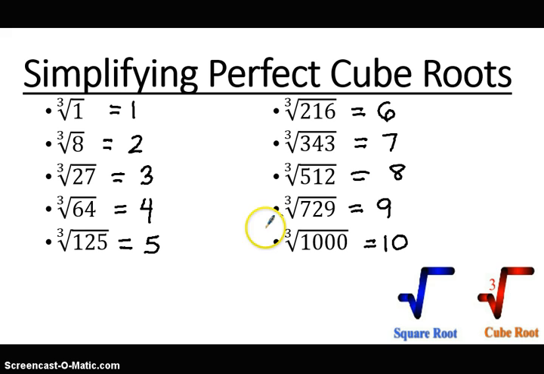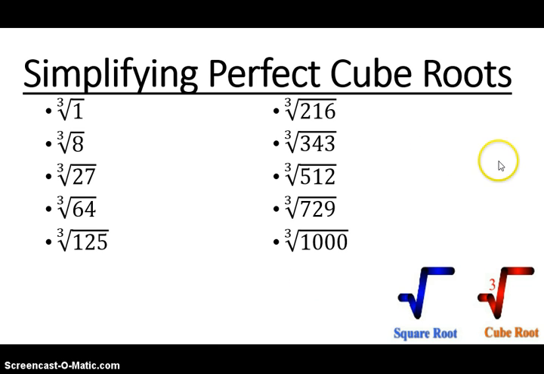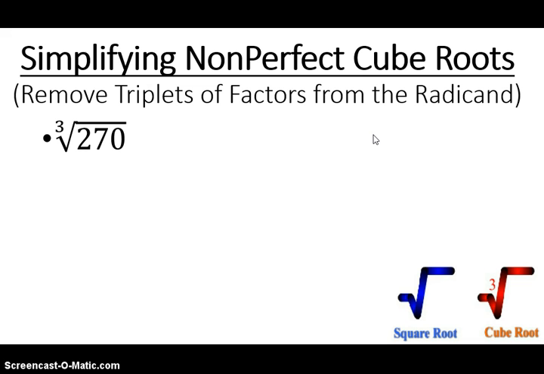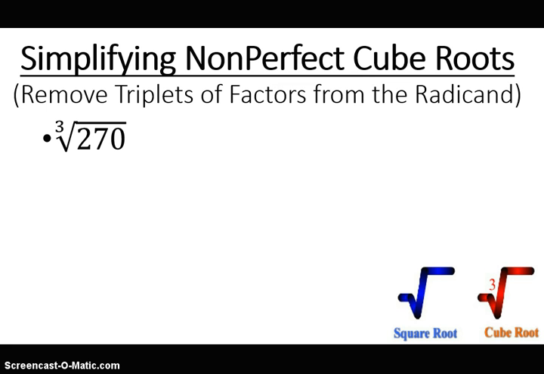You could generate any of these 10 by multiplying the whole number 3 times in a row. For instance, 7 times 7 times 7 is 343. You can also remove triplets of factors. Now, this is a very similar process to simplifying square roots. The only difference is in step 2, we need to look for triplets of factors, which means sets of 3, rather than pairs of factors, meaning 2.